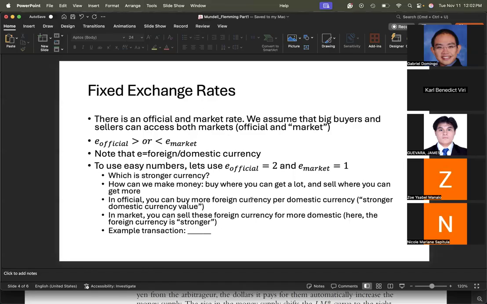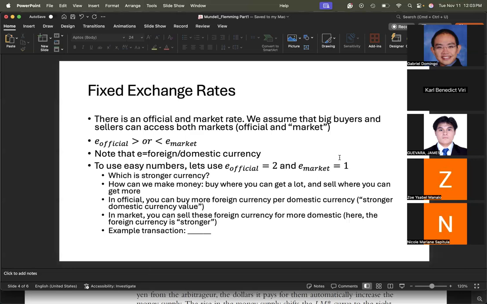Sa official daw, because 2 is bigger than 1, right? And remember, the higher the number is, the stronger the domestic currency is. And just to make sure everyone understands, stronger here means the ability to buy the foreign currency. In particular, E official can buy twice as much foreign currency as the market level, market rate. Okay? So good. So, given the fact na iba ang mga presyuhan dyan, guys, as long as you can buy and sell in either market, then you can for sure make money. Okay, using what's called arbitrage.